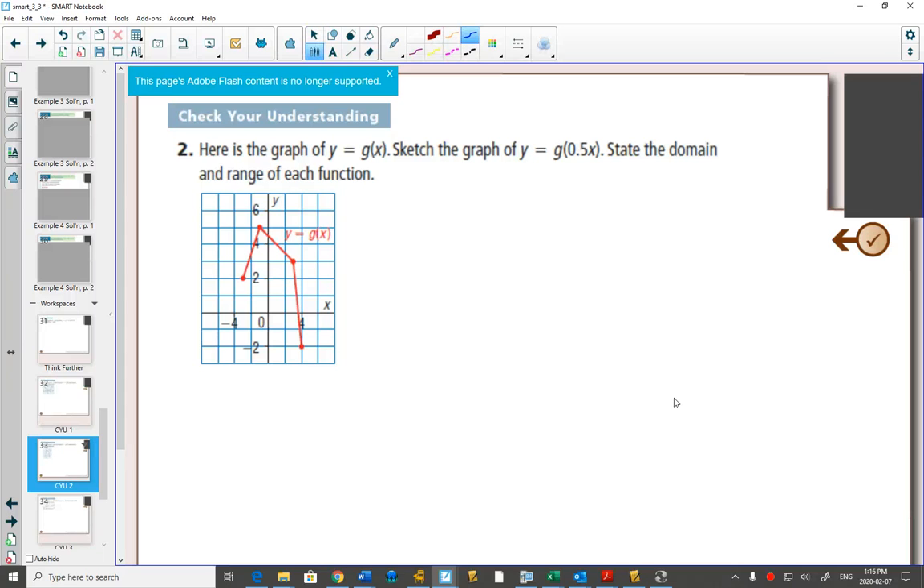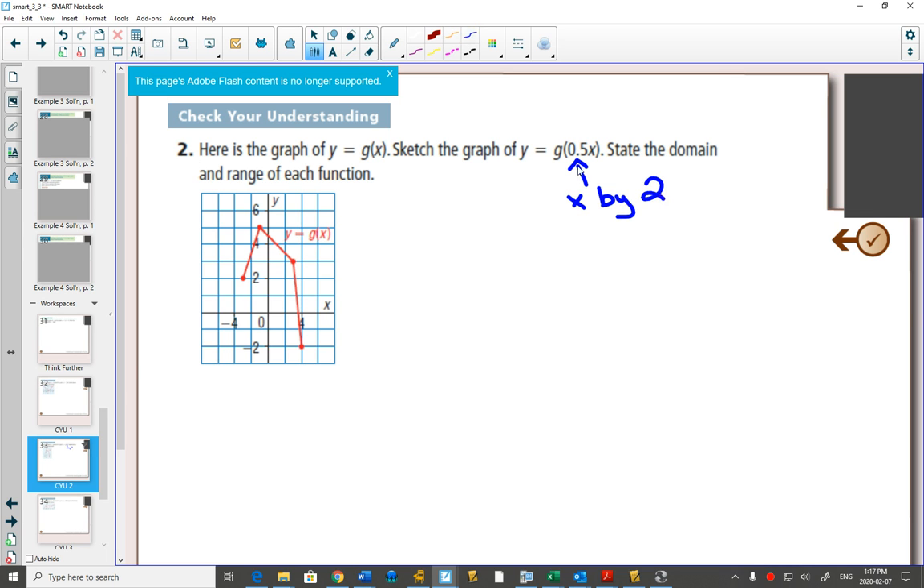Here's the graph of y equals g of 0.5x. So again, we notice that this 0.5 is inside the function. That's going to be a vertical, no, not vertical, horizontal stretch. We're going to multiply our x values by, now 0.5 is 1/2. Do you remember from yesterday, everything inside was the reciprocal? So we're going to multiply our x values by 2.